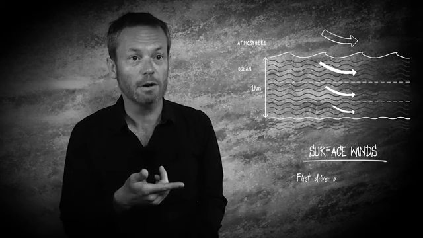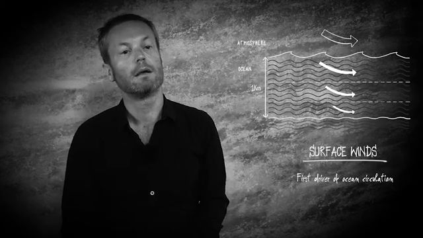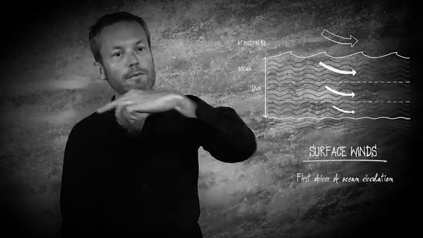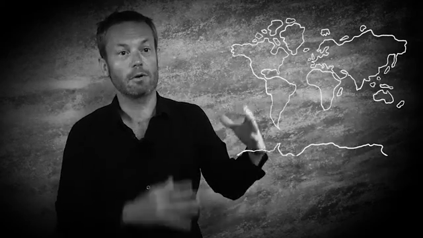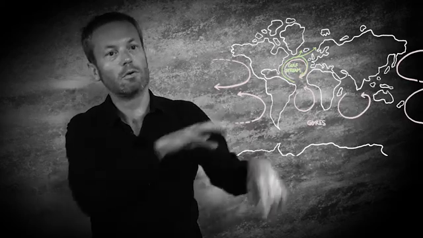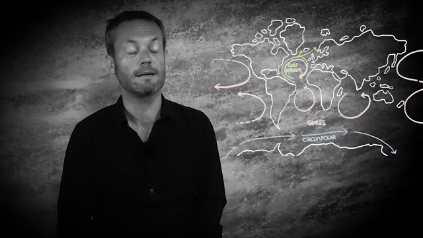This phenomenon is the first driver of ocean circulation. It organizes currents rather precisely with the Gulf Stream, ocean gyres, the Antarctic circumpolar current, and so on. Another driver of ocean currents is linked to surface temperature and salinity changes.